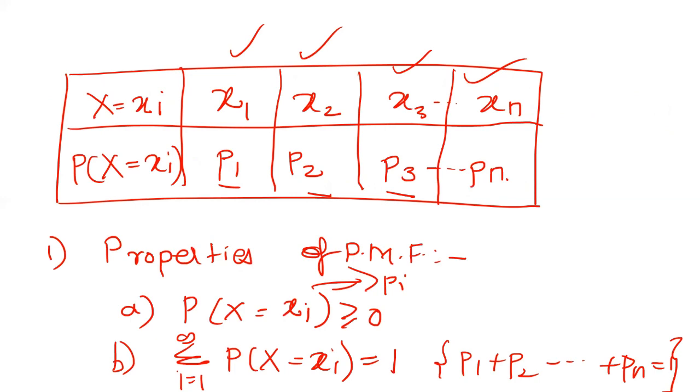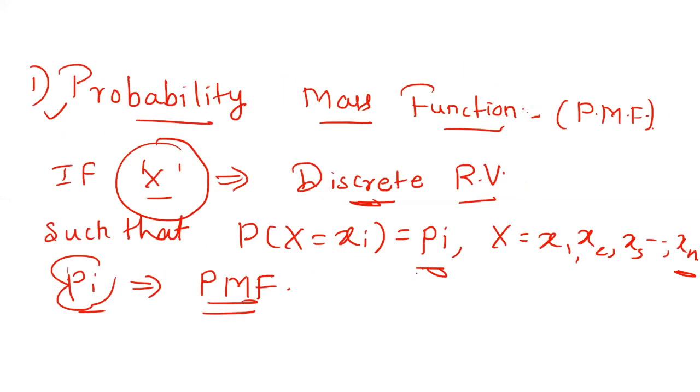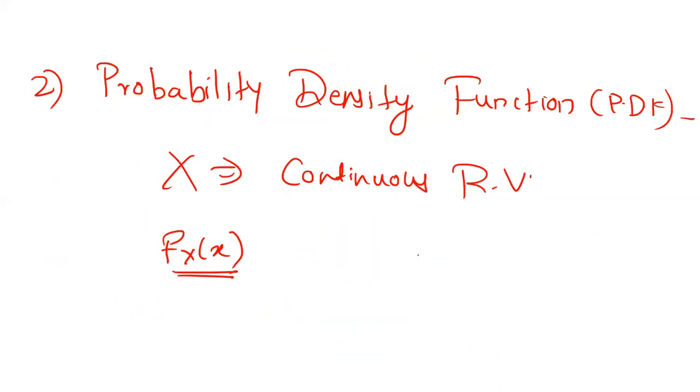As you know, in terms of your PMF, it was given as pi. Here it is given as small f. Be very careful: small f, capital X of x. This is the PDF. So the probability density function is basically given with a random variable X, which is a continuous random variable, and this is the PDF of it.